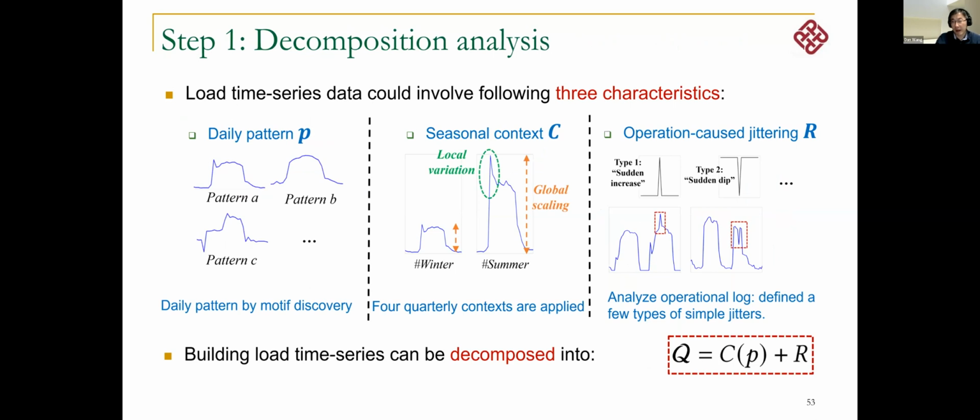So we see that building data has a daily pattern. We handle the daily pattern by motif discovery. This is cyclic, and we have seasonal, so basically 4 seasons. And there is operational jitter. So we define 4 types. One is up, one is down, one is up-down-up, one is down-up-down, right? So these are operational jitters. Like in the early morning, we can see that the chiller has an up at 8 o'clock. But in the afternoon, when you start a chiller, there's no such up.